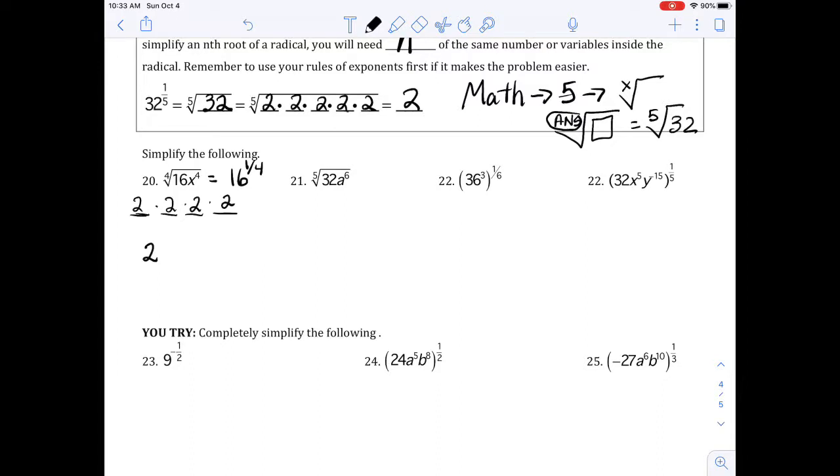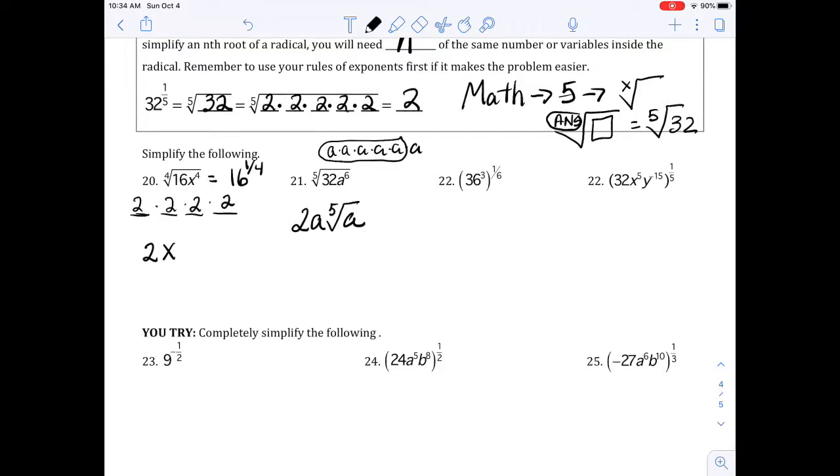The fourth root of x to the fourth. So we need 4 of the same. We already have 4 x's there. So the answer is x. The fifth root of 32. We just did that one. That's 2. Then a to the 6. So let's think about that. 1, 2, 3, 4, 5, 6. There's 5 of the same. 1 comes out with 1 a remaining inside.